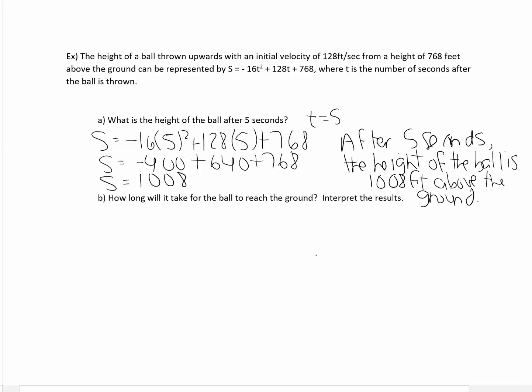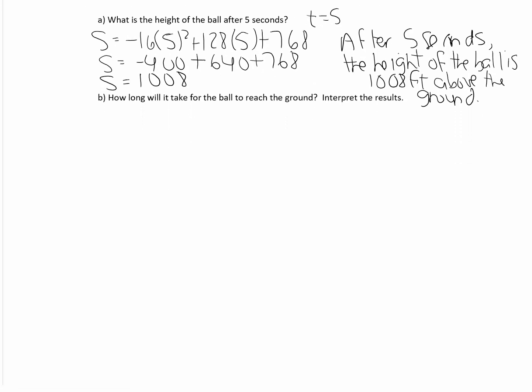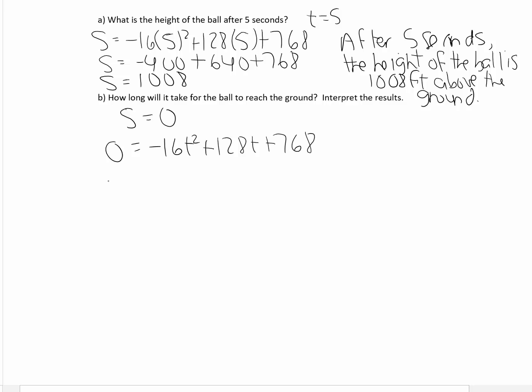Okay, let's take a look at the next example then. So how long will it take for the ball to reach the ground? Well, when we talk about the ball reaching the ground, that means in this case S is 0. So I'm going to set this equation equal to 0. All right, so I'm going to factor out the greatest common factor. Because the leading coefficient is negative, I'm certainly going to take a negative out, but I can also factor out a 16 from every single term, and I'm left with this.